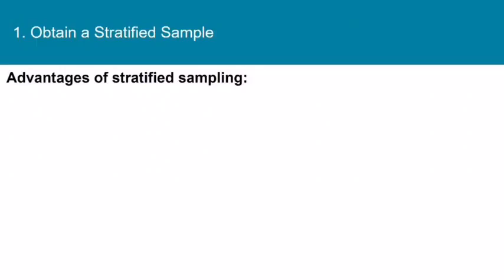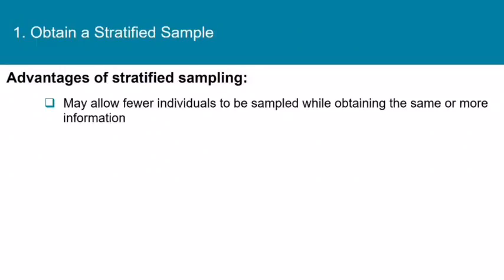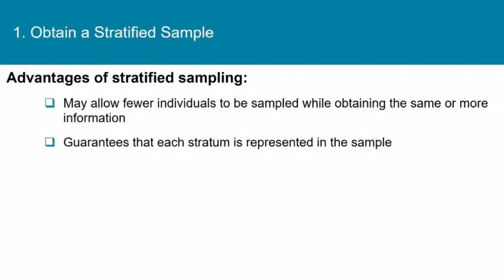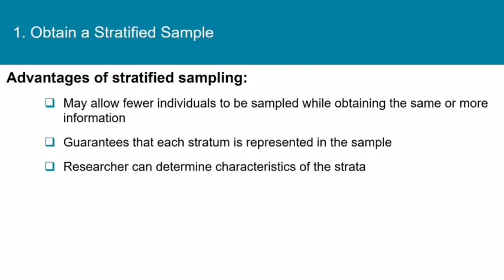Now here are a few advantages of stratified sampling. Stratified sampling may allow fewer individuals total to be sampled while obtaining the same or more information, because one reason you may need a larger sample is to make sure all the groups get adequate coverage. If you are controlling that through the stratifying, then you may be able to get away with a smaller sample overall because you know that each group is represented properly. And that's another advantage. This guarantees that each group is represented properly.